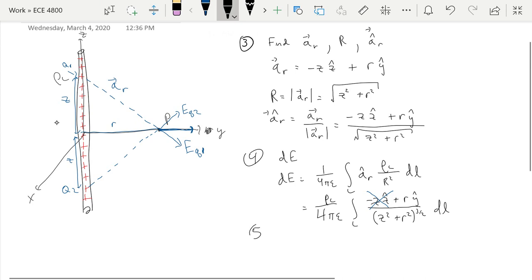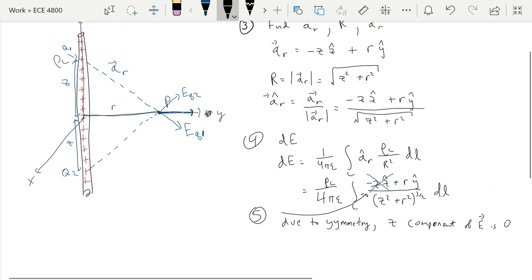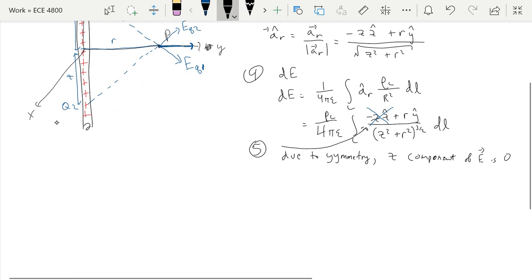So step five was essentially looking at symmetry. Due to symmetry, the z component of the electric field is zero. So we're just getting rid of that now. All right, so this is all the engineering portion of it, or the analytical portion of it. The rest of it is more mathematical. Well, say one more little thing here.